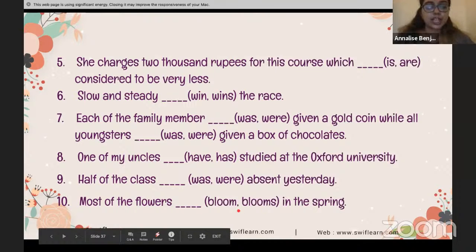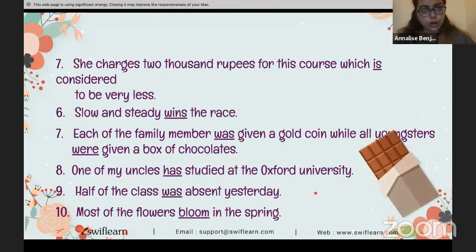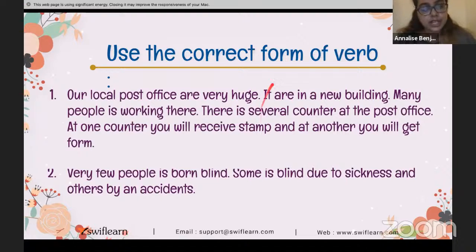Absolutely right, Santoshi. It is bloom. Most of the flowers bloom in the spring. Very good. Okay, very nicely done. Now, these are the answers which we've already gone through. Okay, now let's try some more. Use the correct form of the verb. Okay, so these sentences are given here to you. Why don't you try using the correct form of the verb? Whatever is wrong, correct it and tell me what's the answer in the comment section.